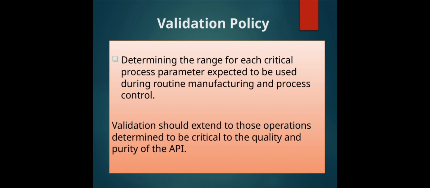It's important to note that validation shouldn't be a one-time event. It should extend specifically to those operations that are critical to the quality and purity of the active pharmaceutical ingredient, or API. Focusing on these critical areas helps us maintain control and ensure that every batch meets our high standards. By establishing clear, validated ranges for these parameters, we create a solid foundation for process control. This way, we can confidently produce high-quality APIs consistently, which ties back to our overall goal of ensuring safety, efficacy, and compliance in our manufacturing processes.